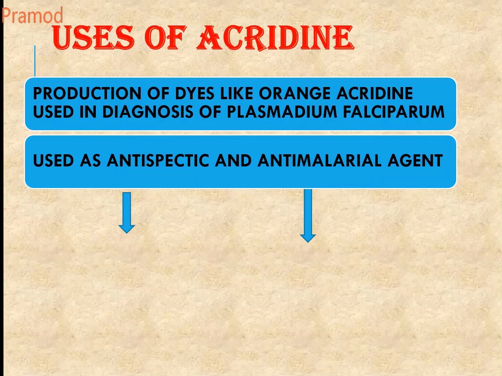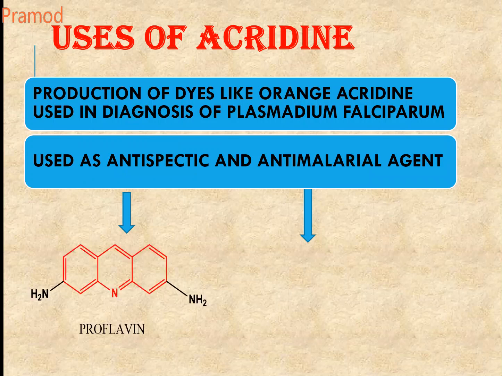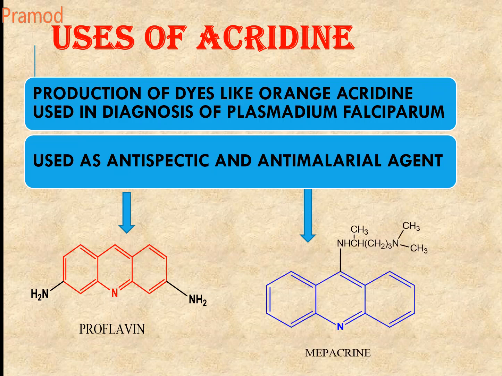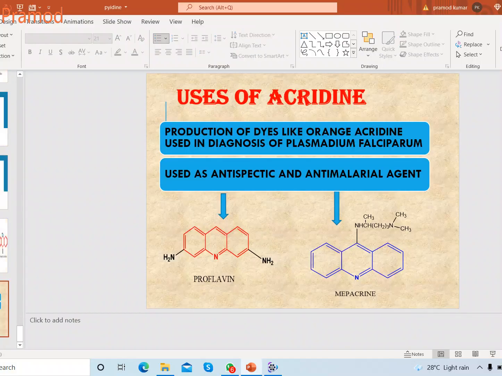Now the uses. It can be used as an antiseptic, that is proflavine, 3,7-diaminoacridine, which is used as an antiseptic, and it is also used in the preparation of mepacrine. At the ninth position it has an amino group connected to an ethylene chain containing a substituted diamino group. That is mepacrine. So these are the uses of acridine, and these were all the topics on acridine.